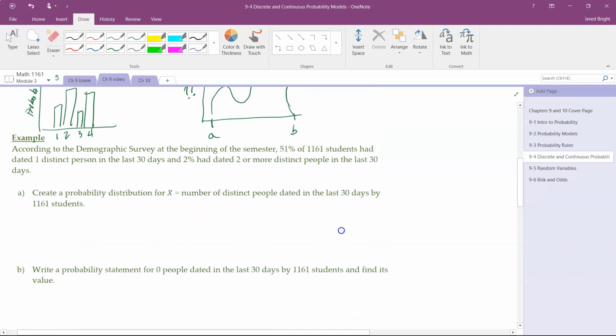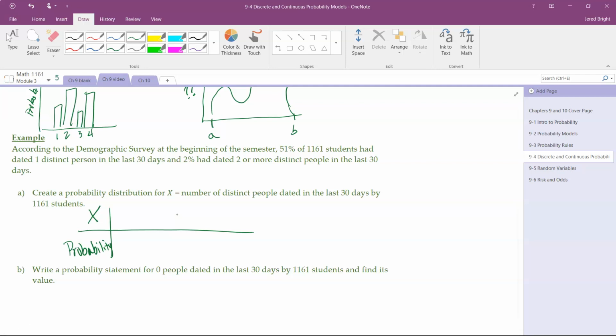I went back into the demographic survey that I gave you at the beginning of the semester and found out that at least at the beginning of this semester, 51% of students in statistics said that they had dated one distinct person in the last 30 days, and 2% had dated two or more distinct people in the last 30 days. What we want to do is create a probability distribution for x. So what we're going to use is x, and with this we need to talk about a probability.